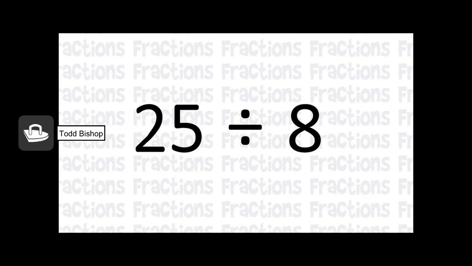Another way we can write this, just like it is a regular division problem, is 25 divided by 8. Now, since we have already done simple division, we know that 8 goes into 25 3 times with the remainder of 1.